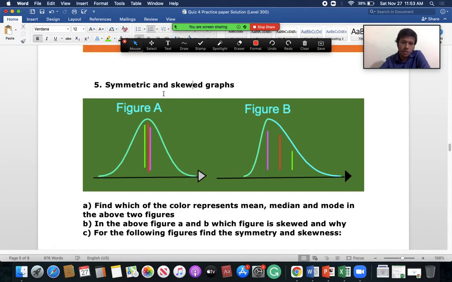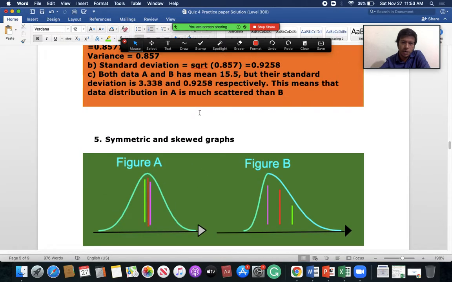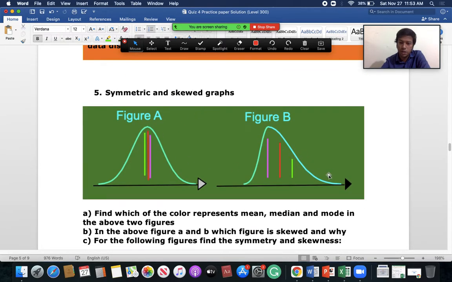So which of the figures is skewed, symmetric, etc., and why? This kind of question. As we can see, this is symmetric, this is right skewed, and this will be mean, this will be mode, this will be median, because if it is right skewed, then the mean is on the right side. And you see this in some figures.